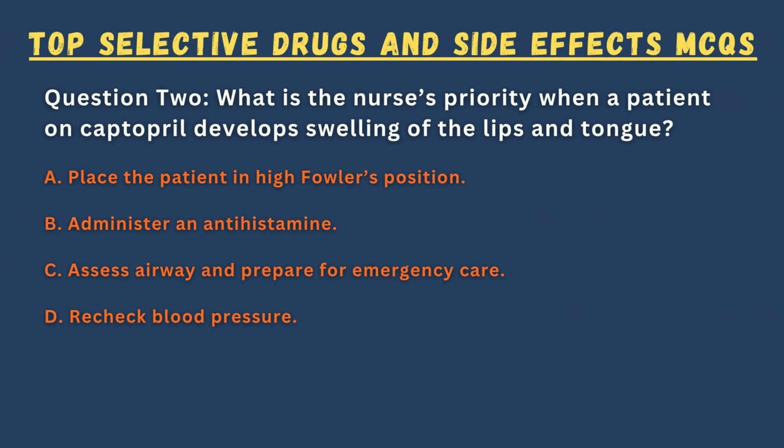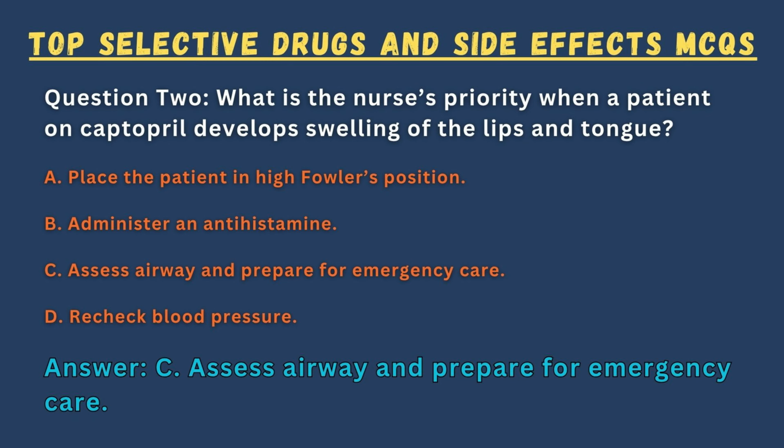Question 2. What is the nurse's priority when a patient on captopril develops swelling of the lips and tongue? A. Place the patient in high Fowler's position. B. Administer an antihistamine. C. Assess airway and prepare for emergency care. D. Recheck blood pressure. Answer. C. Assess airway and prepare for emergency care.